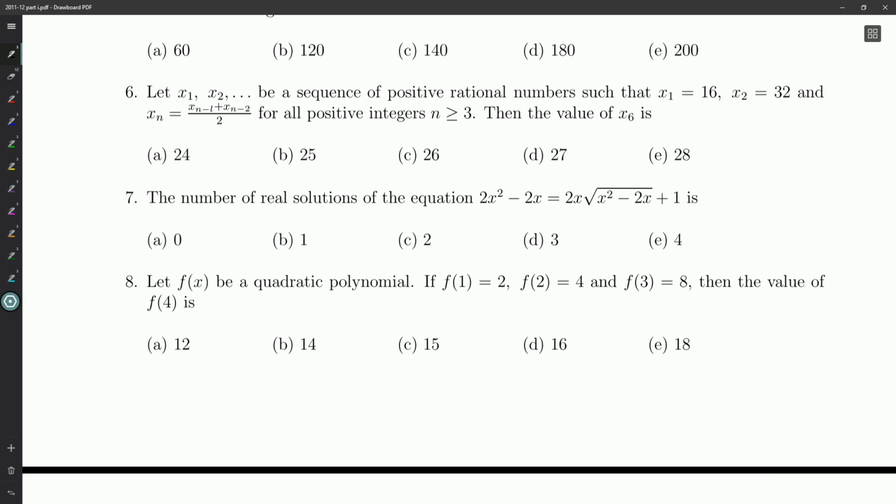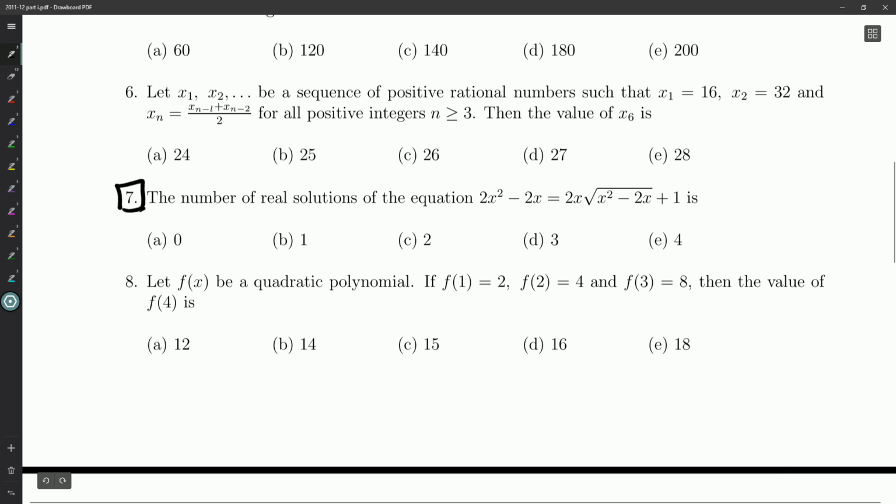Hello, hello, hello, everyone. I hope you are all feeling fantastic and you're ready for more math, because what we've got is more math in the form of question number 7 on our Alberta Part 1 paper from 2011.